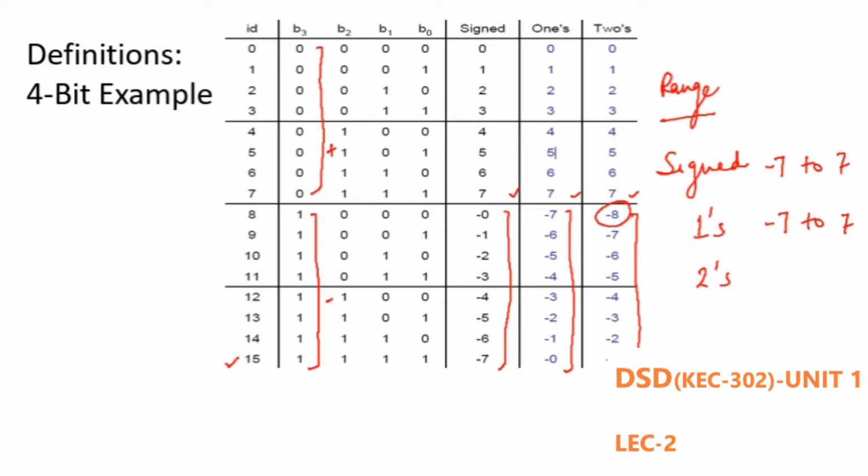This minus 8 is possible because there is no negative 0 here. In sign and in ones complement, I had a minus 0, which is quite ambiguous because minus 0 has no meaning. So this minus 0 is replaced by minus 8 in twos complement. That is an advantage of twos complement as well. So we can say that the range of twos complement is minus 8 to plus 7. There is an extra value in twos complement.